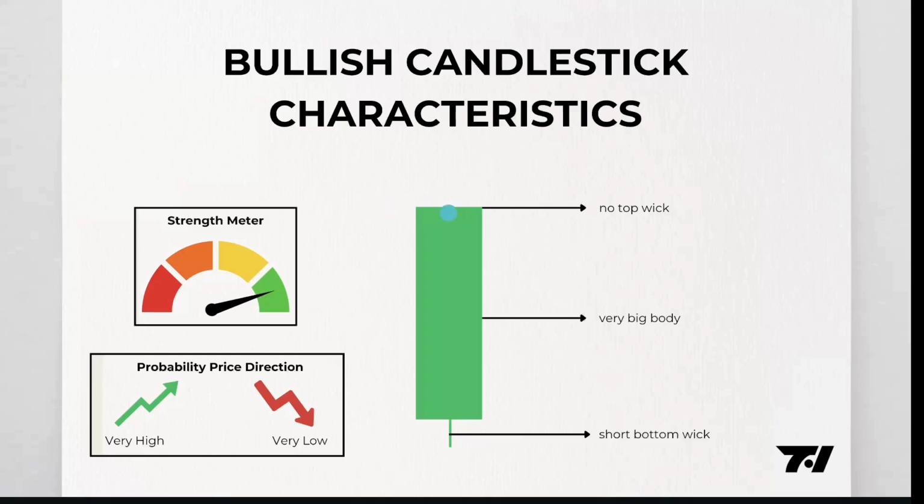And because there's no wick, it is telling you that there's no rejection from top down. So price closed very, very far from where it opens, right? So that's why I put down the strength meter. The strength of this candle is very strong. The probability of price moving higher is very high, and the opposite will be true. That means the probability for price to want to continue lower is very low.